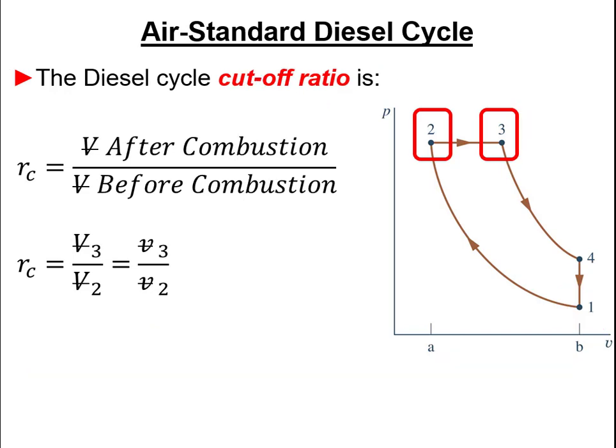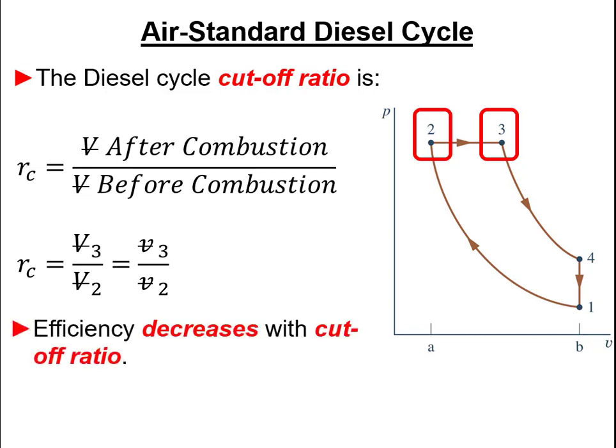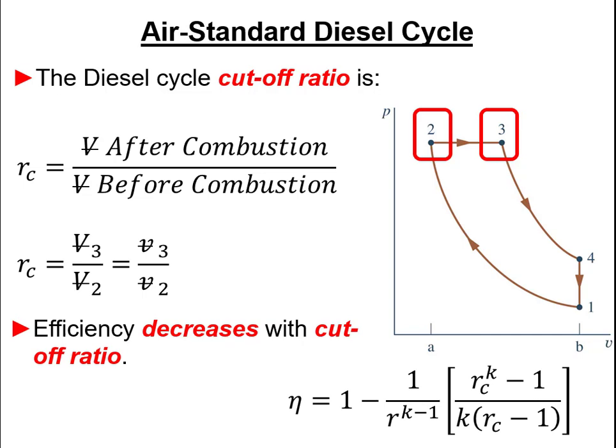Diesel cycles have another volume ratio called the cutoff ratio. So this is the volume after combustion divided by the volume before combustion. Again, it's the larger volume divided by the smaller volume, or V3 over V2. Here, the efficiency decreases with cutoff ratio, which you can see from the same example. Because this is rc to the power of k, and k is larger than 1, as rc gets bigger, that negative term also gets bigger. So we'd like to have a large compression ratio and a small cutoff ratio if we're looking for high efficiencies.